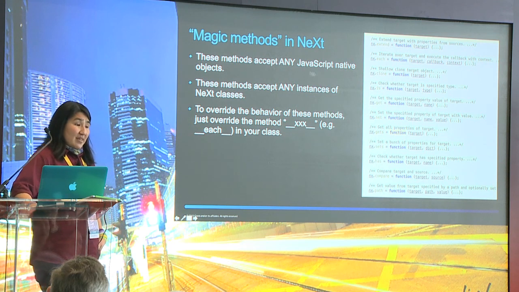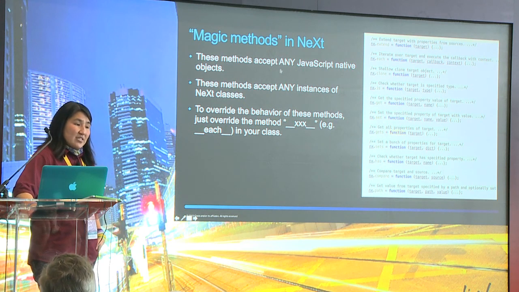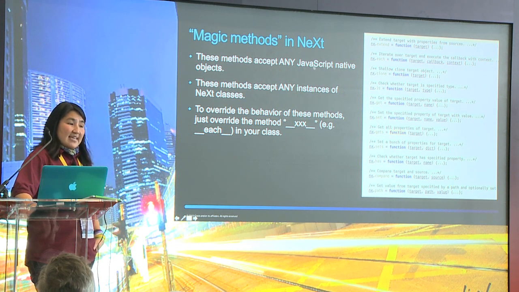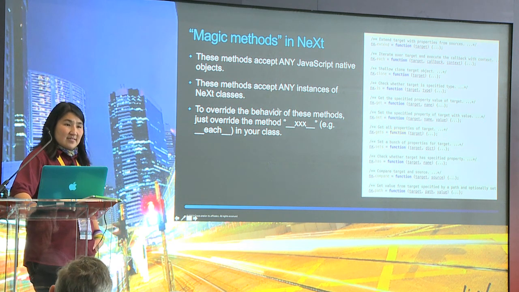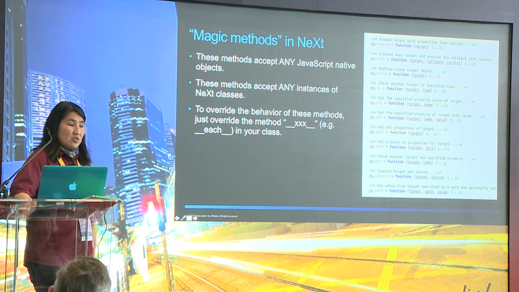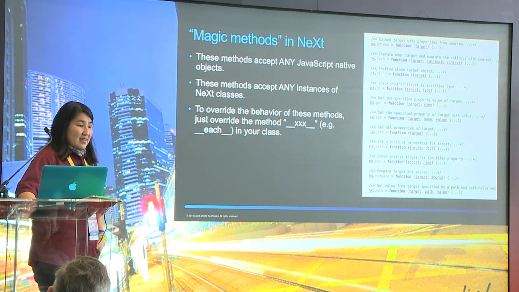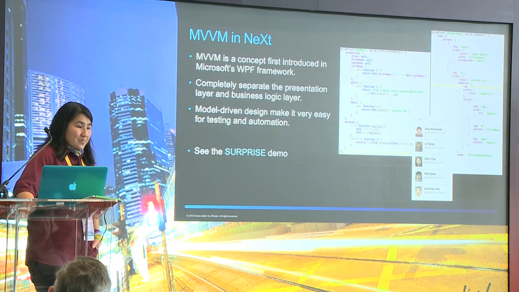Over here are the magic methods in NeXT, so that you can use things like inheritance. As you're defining the methods, you can take any JavaScript objects and methods, as well as NeXT ones. So as you're building these, you can combine NeXT with JavaScript and really use those together in your methods and objects. And then you can override those as you need to as well.